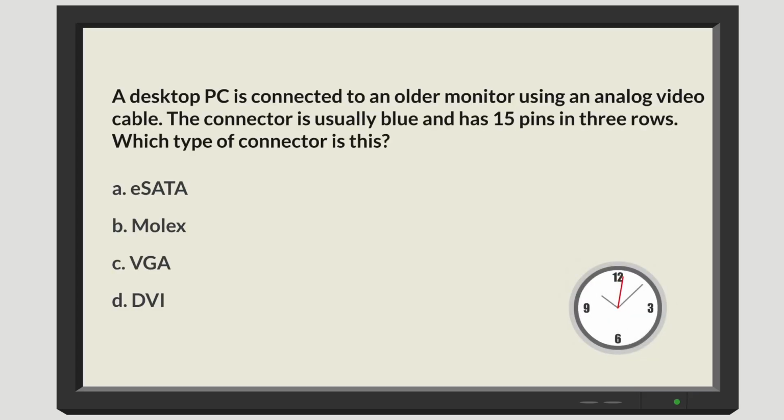A computer is connected to a monitor with a cable that's usually blue and has 15 pins in 3 rows. What type of connector is this? Is it eSATA, Molex, VGA, or DVI? This classic analog connector is VGA.